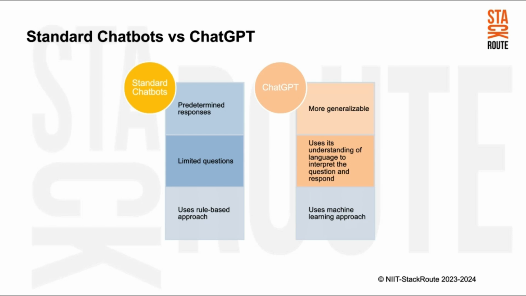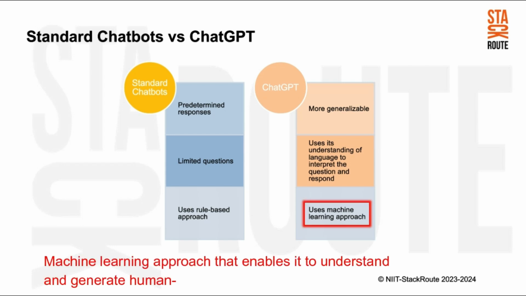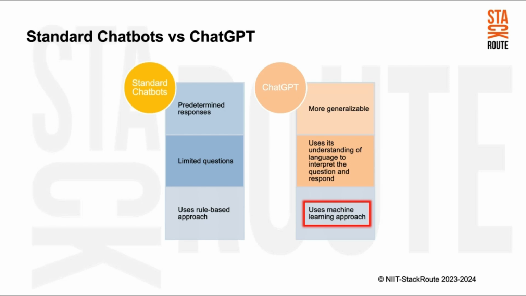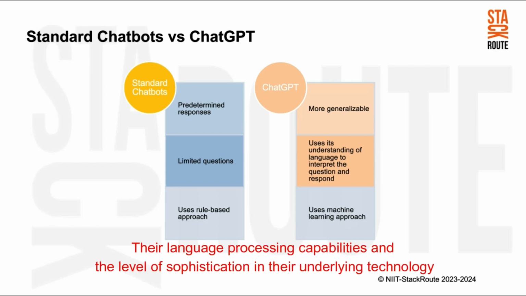On the other hand, ChatGPT uses a machine learning approach that enables it to understand and generate human-like language. It has been trained on a vast amount of data and can handle a wide range of queries and conversation topics. In summary, the key differences between standard chatbots and ChatGPT are their language processing capabilities and the level of sophistication in their underlying technology.